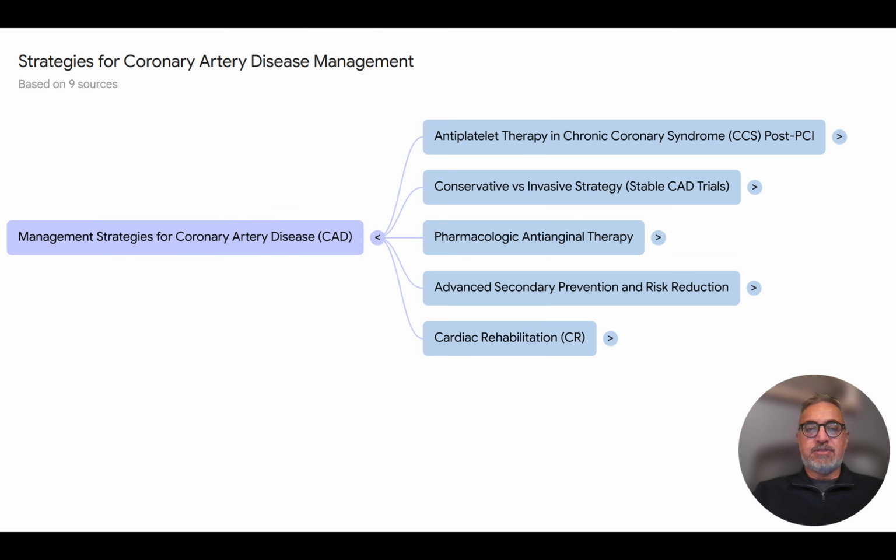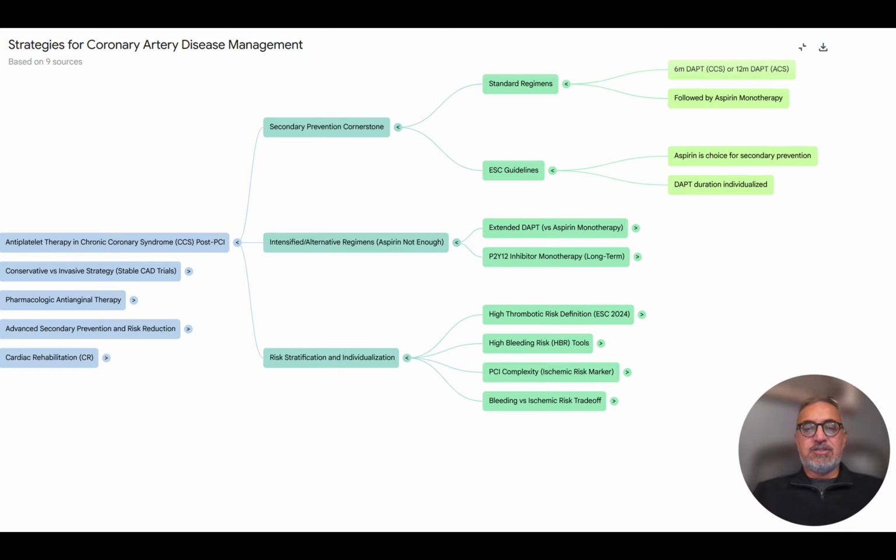Heart transplant patients, statins are recommended for secondary prevention. Aspirin can be beneficial, and quite often these patients get sequential angiograms. So, management strategies include antiplatelet therapy, conservative versus invasive strategy, pharmacological anti-anginal therapy, advanced secondary prevention, and cardiac rehabilitation.